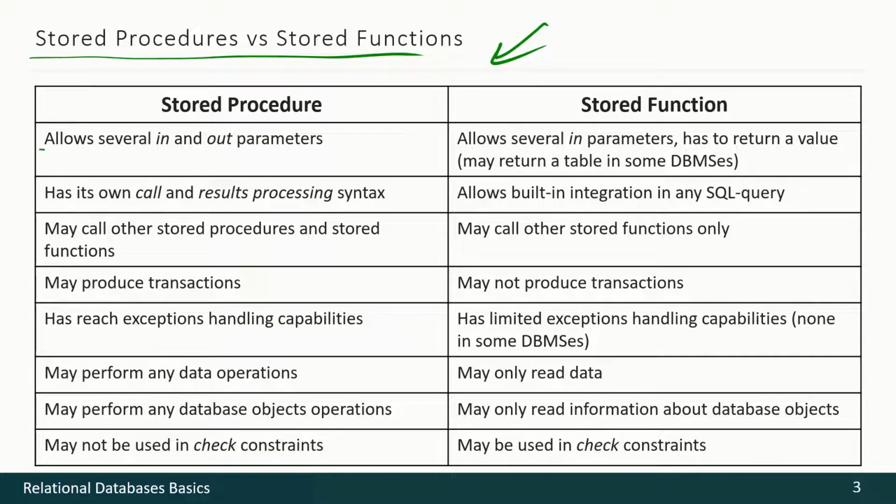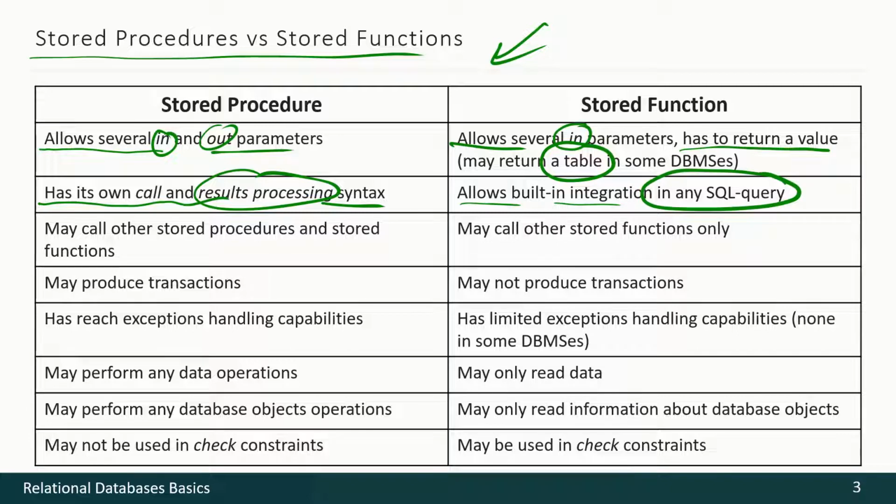While stored procedures allow several in and out parameters, stored functions also allow several in parameters but usually return only one value. In some DBMSs, this value may be a table value. Stored procedures have their own call and results processing syntax, while stored functions allow built-in integration to any SQL query. Stored procedures may call other stored procedures and stored functions, while stored functions may call only other stored functions.